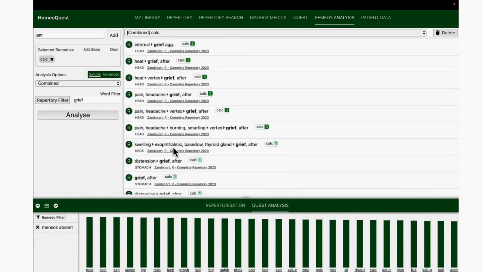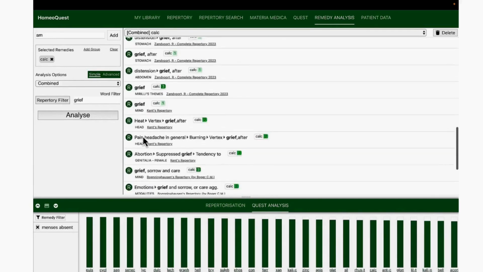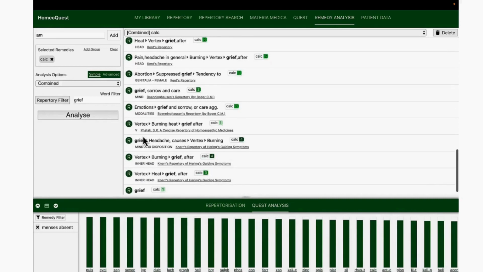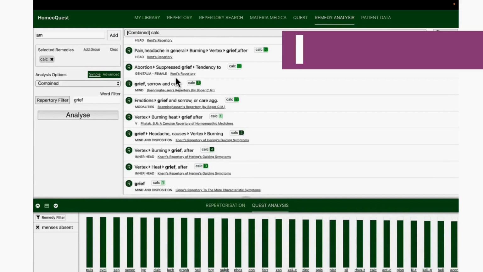Another thing, you have hyperthyroidism after grief. How beautiful is that combination? Not many remedies would have this sort of 2 or 3 things coming together to create a peculiar state. What else? You have distension of the abdomen and the stomach after grief. Tendency to abortion from suppressed grief. And that's it. So you have 4 key things.